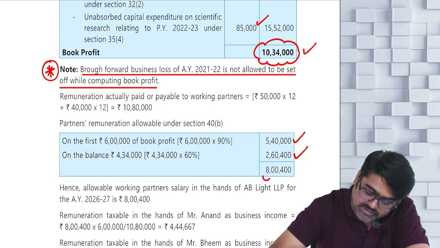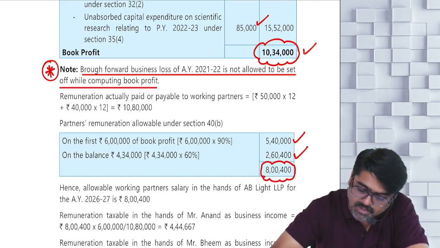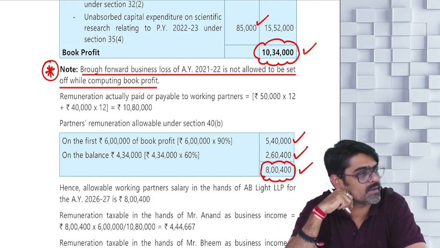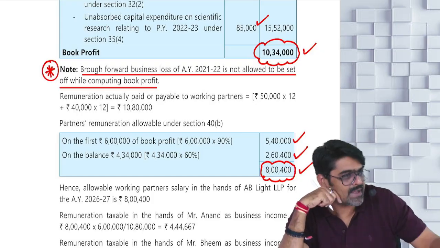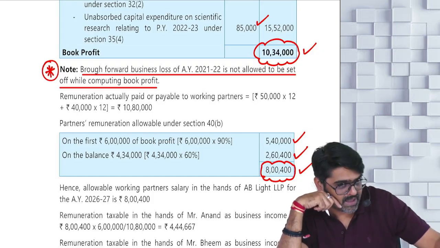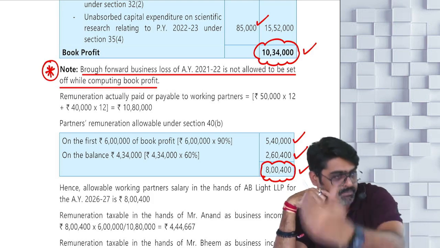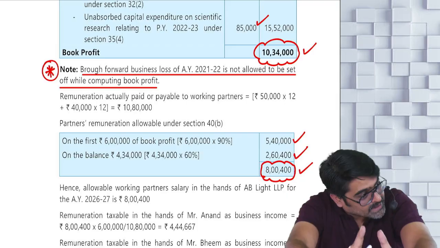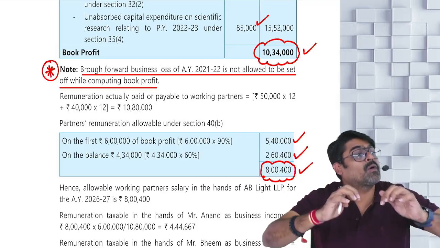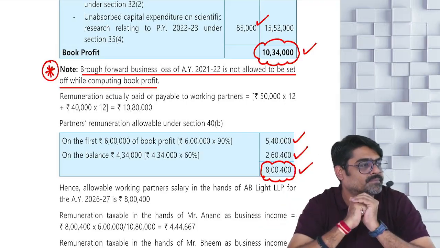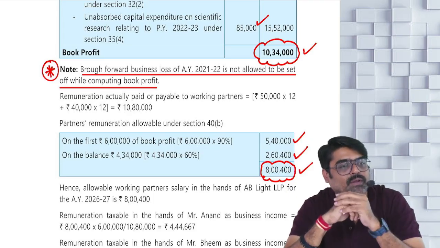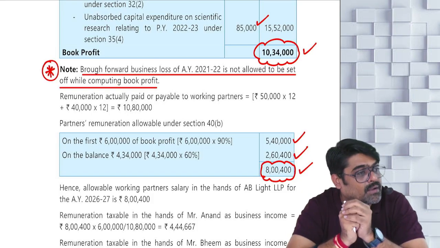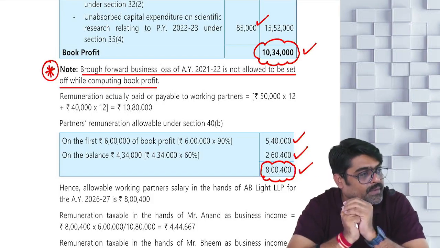2,60,400. So this is the total remuneration, the maximum remuneration which the firm can give to both the partners taken together. To Anand, 8,34,000, 8,400,000 separately. To Bhim, 8,400,000 separately. So to both of them together, the maximum amount which the firm can give is how much? But how much has the firm given to both of them? 10,80,000. So will that entire 10,80,000 be available, or only 8,400,000?